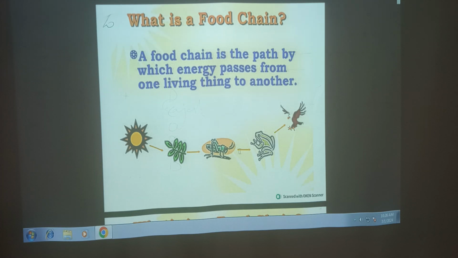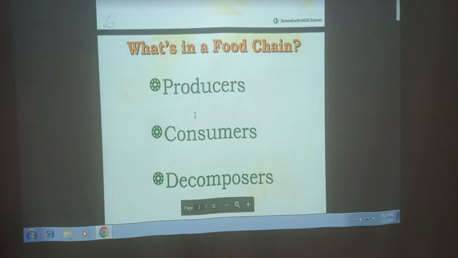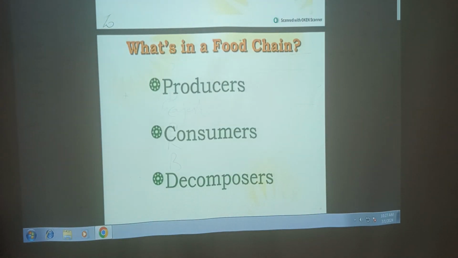This is the linked chain model. This is the food chain. Next, what's in a food chain? Producers, consumers, decomposers: mainly three parts. Producers are the green plants, which in ecosystem terminology are called producers.